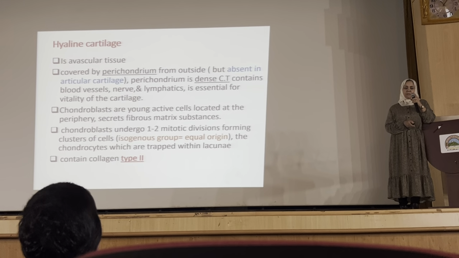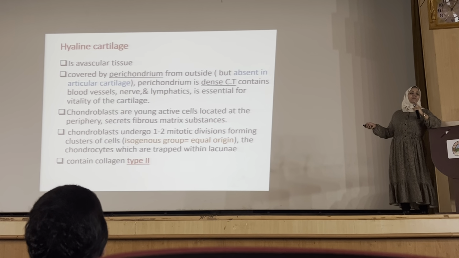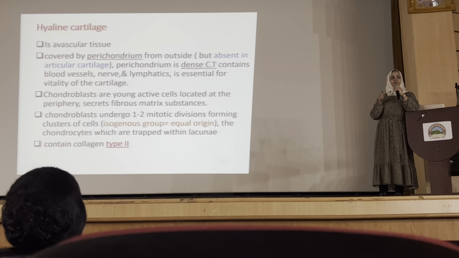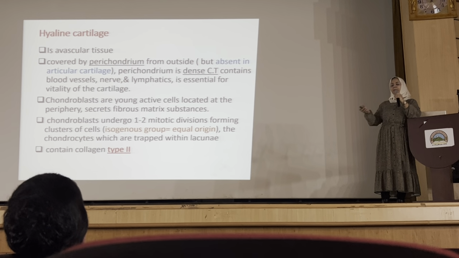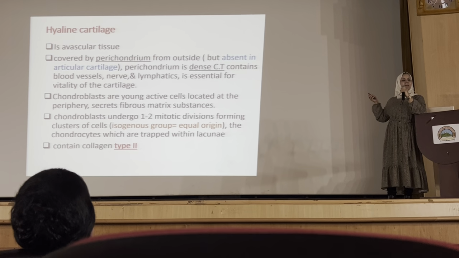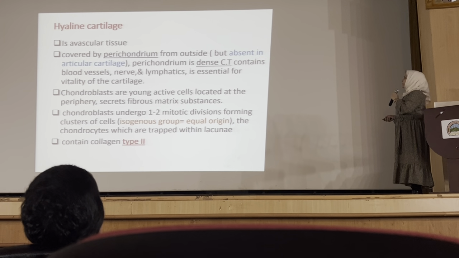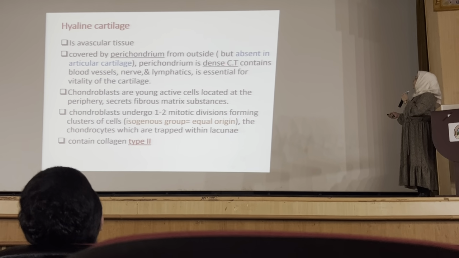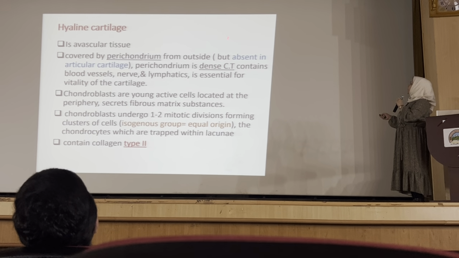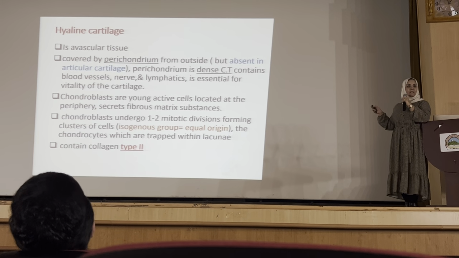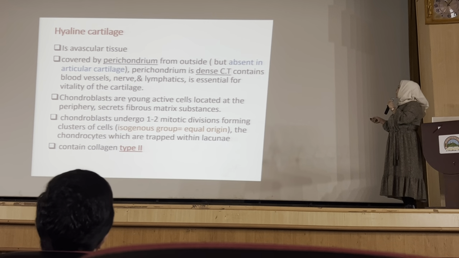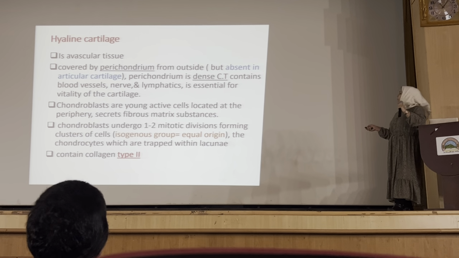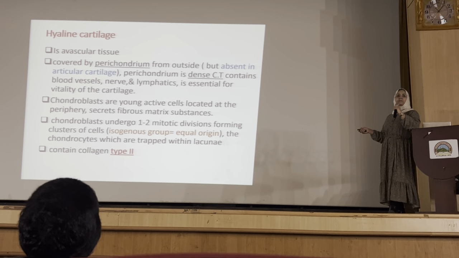However, you are asking me about the fibro cartilage. In this area, it gets its nutrition from the synovial fluid. The oxygen level in articular cartilage is higher than in other cartilage, but it lacks the perichondrium. The perichondrium is a dense irregular connective tissue, containing blood vessels. Besides the blood vessels, there are nerves and lymphatics, and it is essential for the vitality of the cartilage.